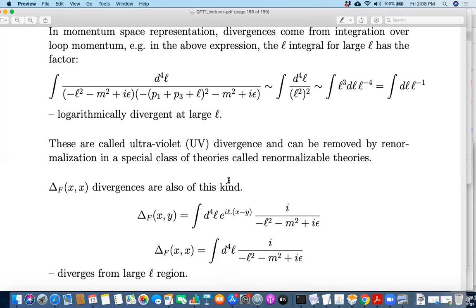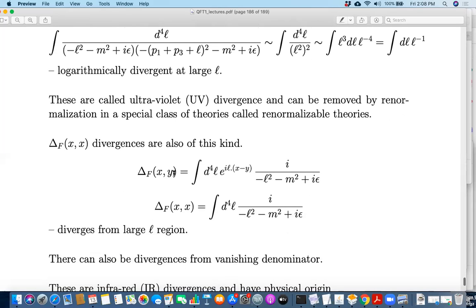This is the expression for delta f xy. And you see that if you set x equal to y, then this becomes the integral d4L i over minus L square minus M square plus i epsilon. The oscillatory part goes away, so the i epsilon doesn't really help here very much. And at large L, this is quadratically divergent. Because these divergences are associated with large L, this is an ultraviolet divergence.